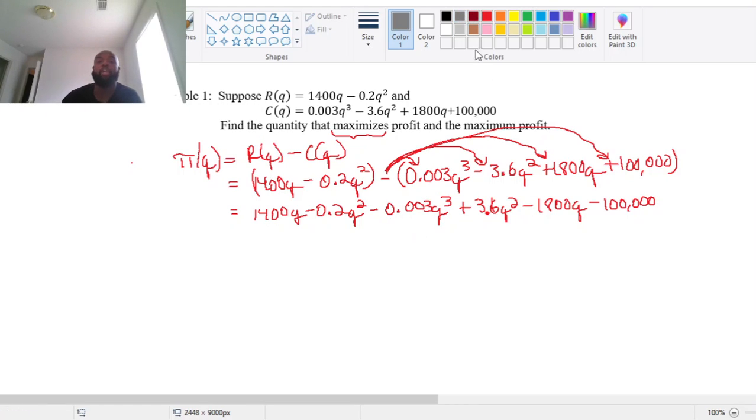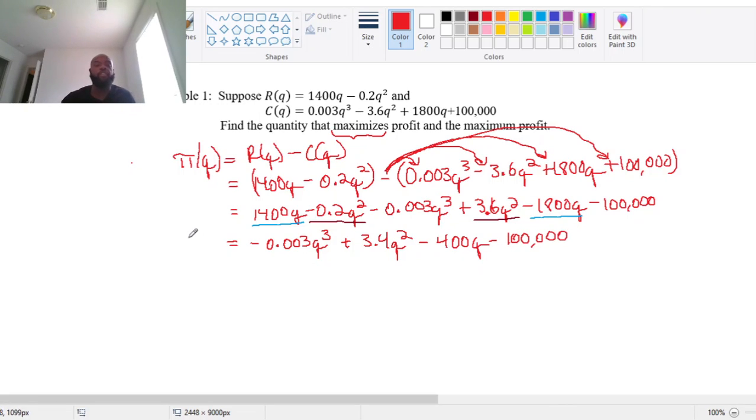I'm going to write this polynomial with the highest exponent first, right? My highest exponent is 3. So I'm going to have a negative 0.003 Q cubed. I have a like term in this negative 0.2 Q squared plus 3.6 Q squared. When I add those together, I'm going to get a 3.4 Q squared. And I have like terms with the 1400 Q and the negative 1800 Q. That's going to be a minus 400 Q. And then my last term is that negative 100,000. So this is my profit function.